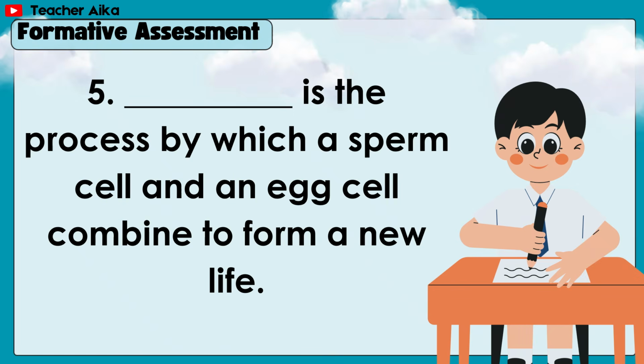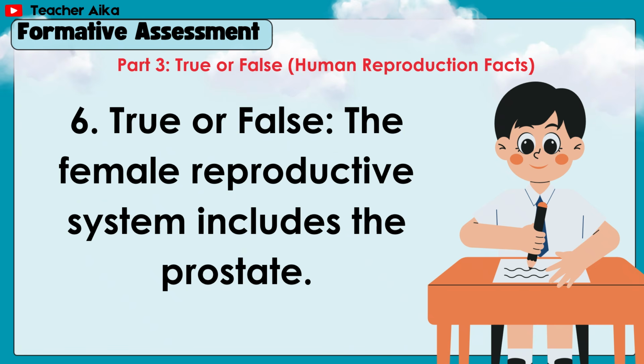Number 5. Blank is the process by which a sperm cell and an egg cell combine to form a new life. Answer: fertilization. Part 3. True or false? Human reproduction facts. Number 6. True or false? The female reproductive system includes the prostate. Answer: false.